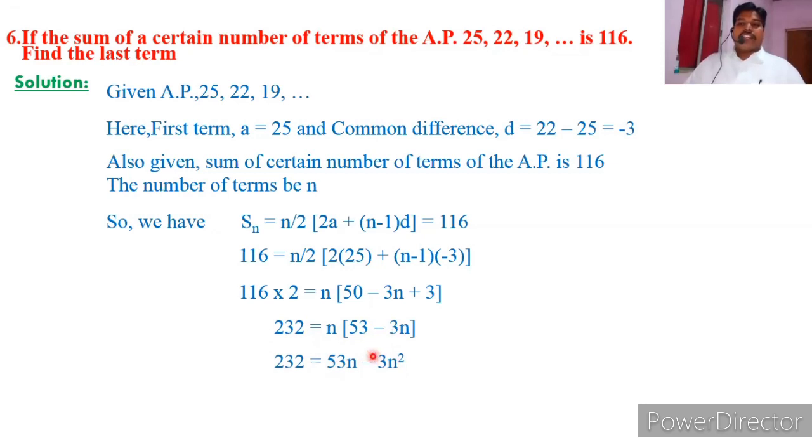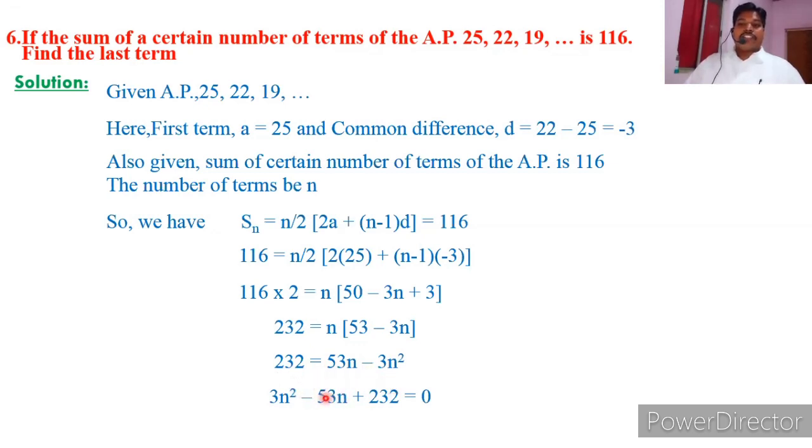Take the minus 3n square and 53n to this side. Take the minus 3n square to the LHS side, it will become plus 3n square. And take the 53n to the LHS side, it will become minus 53n plus 232 equal to 0. So here it is a quadratic equation in terms of n. Take the factorization. 232 into 3 is 696, so you have to get 696 n square.